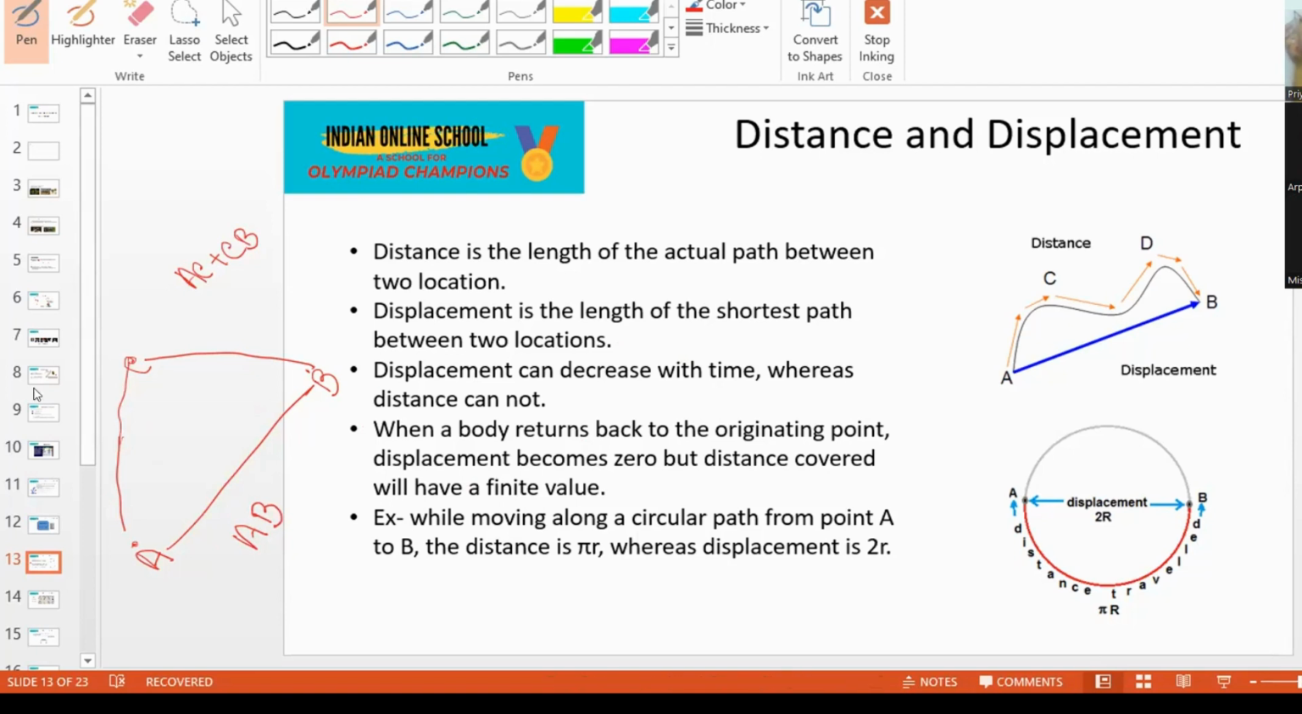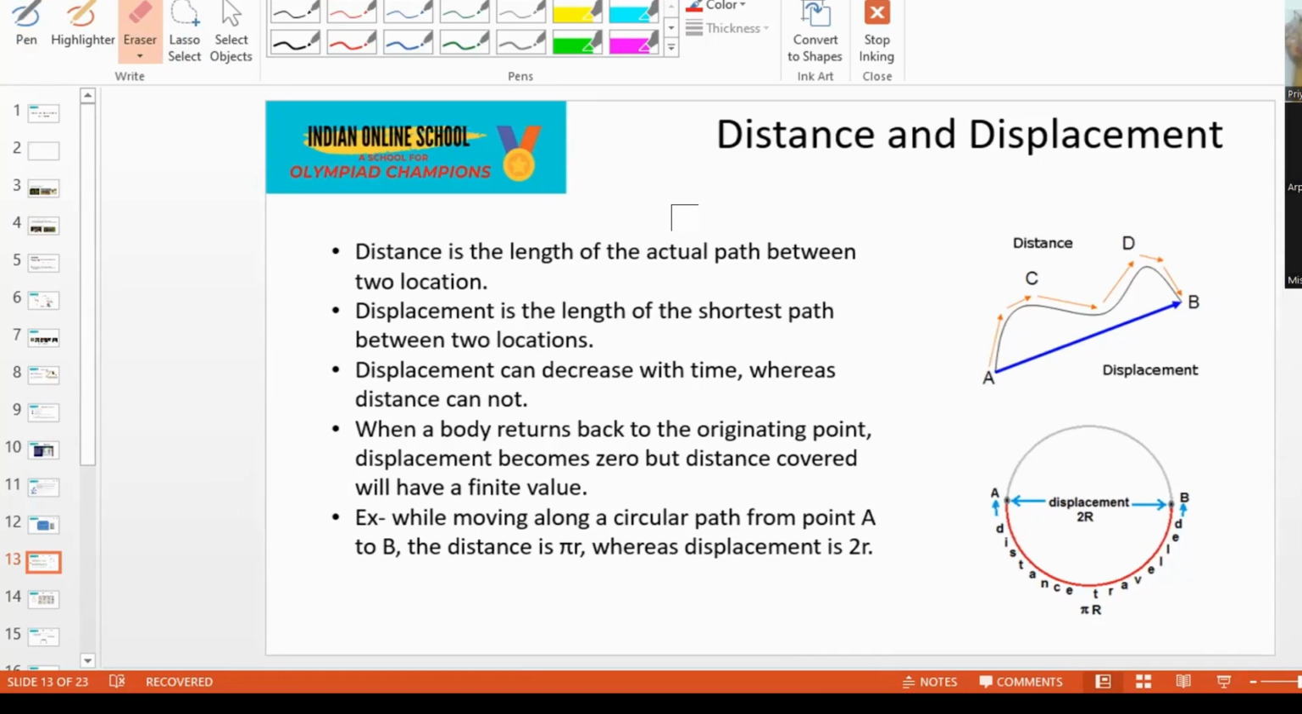Okay, so that was a straight line. Coming to curved surfaces, let's see what we will do. Priyanka ma'am, Afzal is asking in the chat if you can repeat the displacement and the distance. Okay, Afzal. So distance is the total, the actual path between two locations.